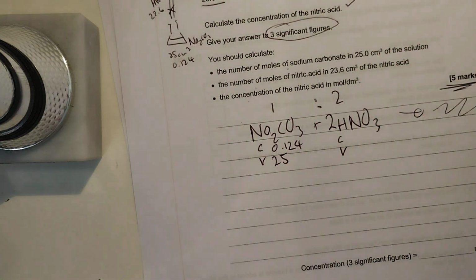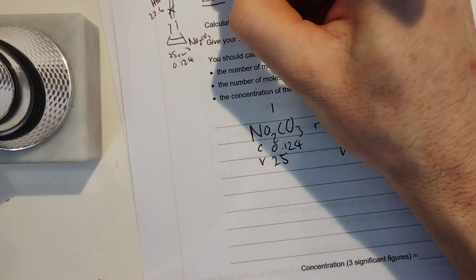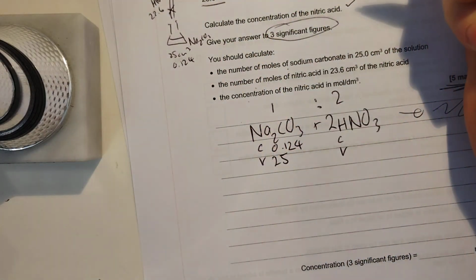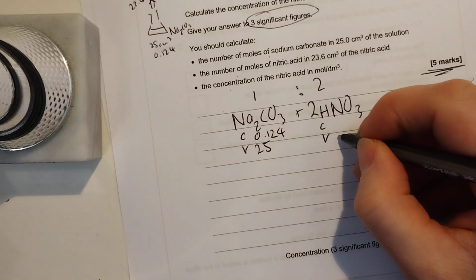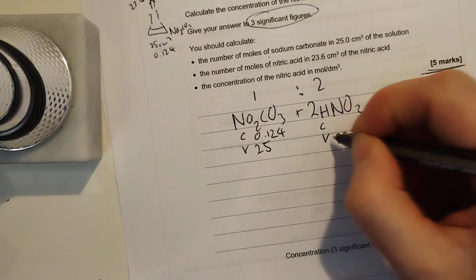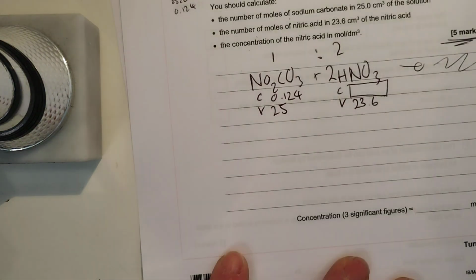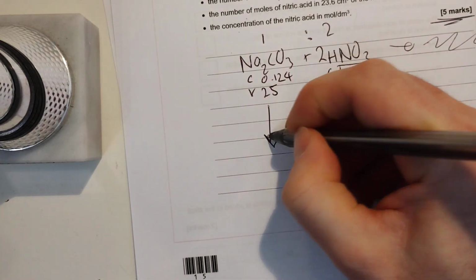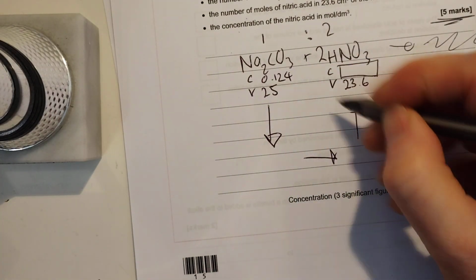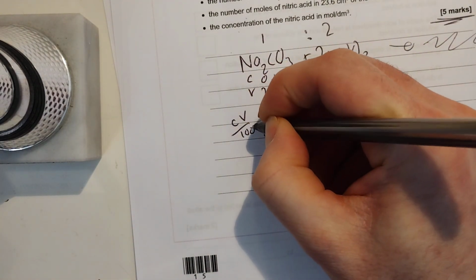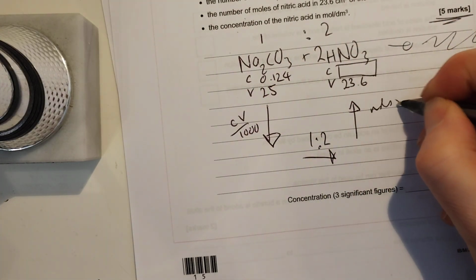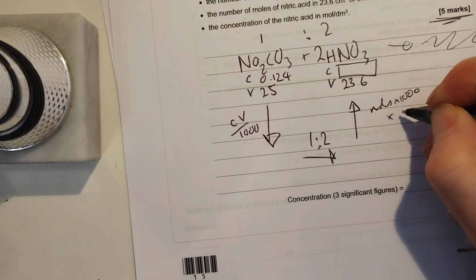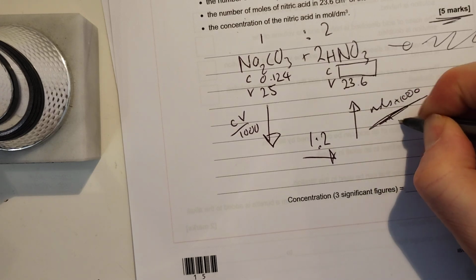0.124 of sodium carbonate. Okay, I've collected a V and a C. It's neutralized by this much acid, 23.6. I'm missing a concentration. Alright, I'm going to go down, I'm going to go across, and I'm going to go up. I'm going to do CV divided by 1,000. I'm going to do a ratio 1 to 2, and I'm going to do moles times 1,000 divided by V.